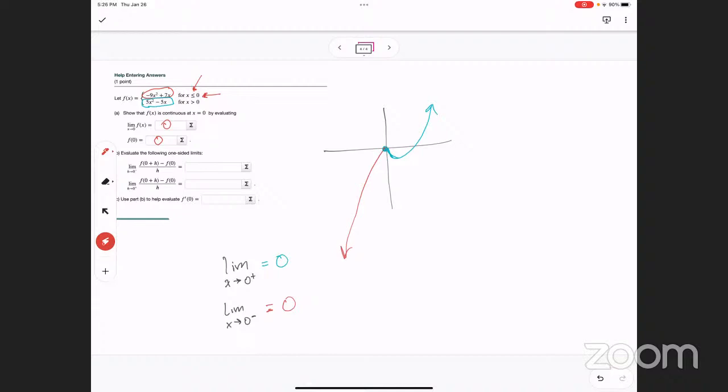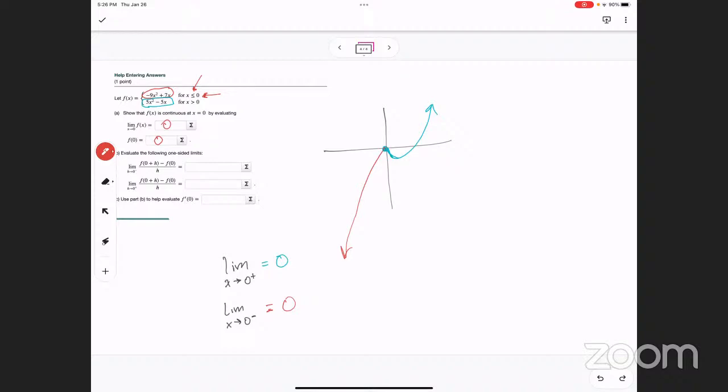So about part B, it says evaluate the one-sided limit. So now you're doing that formula thing, right? And this is where it gets a little tricky. For the one side, the limit as x goes to 0 from the left, that's the red one. So you're plugging this into the equation, just like we did on the last page, and then you're going to simplify it. So it's pretty much what we just did, but there's a lot of work there.